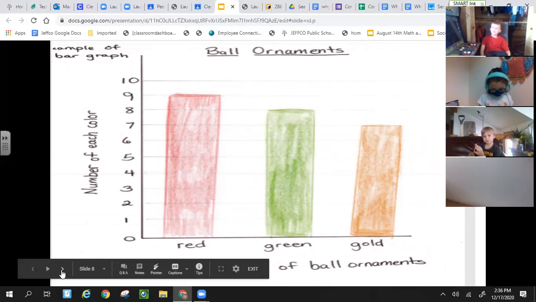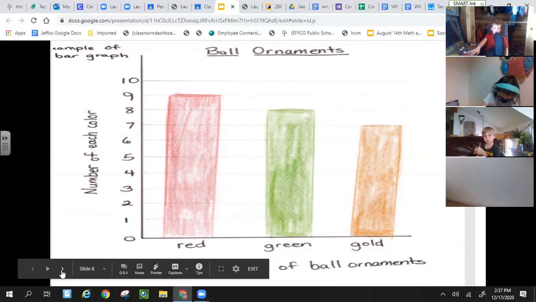The hardest thing about this was thinking of my intervals. What am I going to use for my numbers? Since my numbers were small, the greatest number I had for my ornaments was 9. So it was real easy. I just went ahead and counted by ones. At first I thought I was going to do 2s, and then I realized I don't need to do 2s. I can do 1s because it's such a low number.